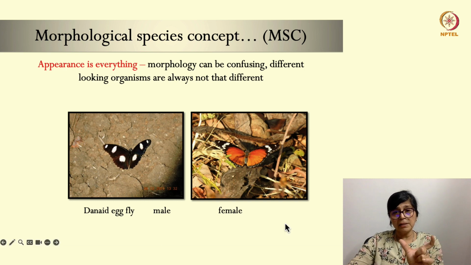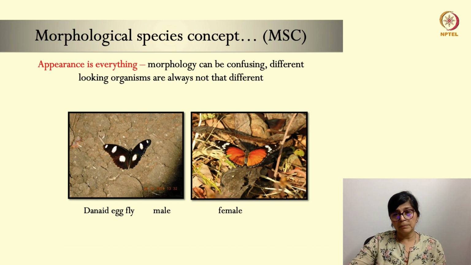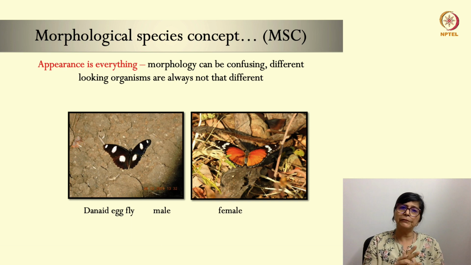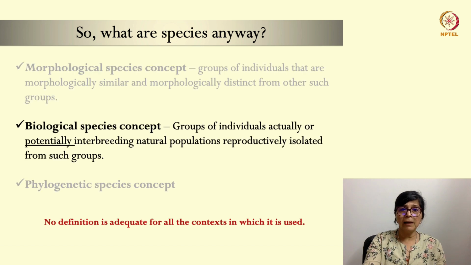So this is the major confusion in the morphological species concept. Then we take it further, and this was one of the primitive species concepts that existed. When scientists took it much further, they relied more on the biological species concept, right? Groups of individuals actually or potentially interbreeding natural populations reproductively isolated from such groups.